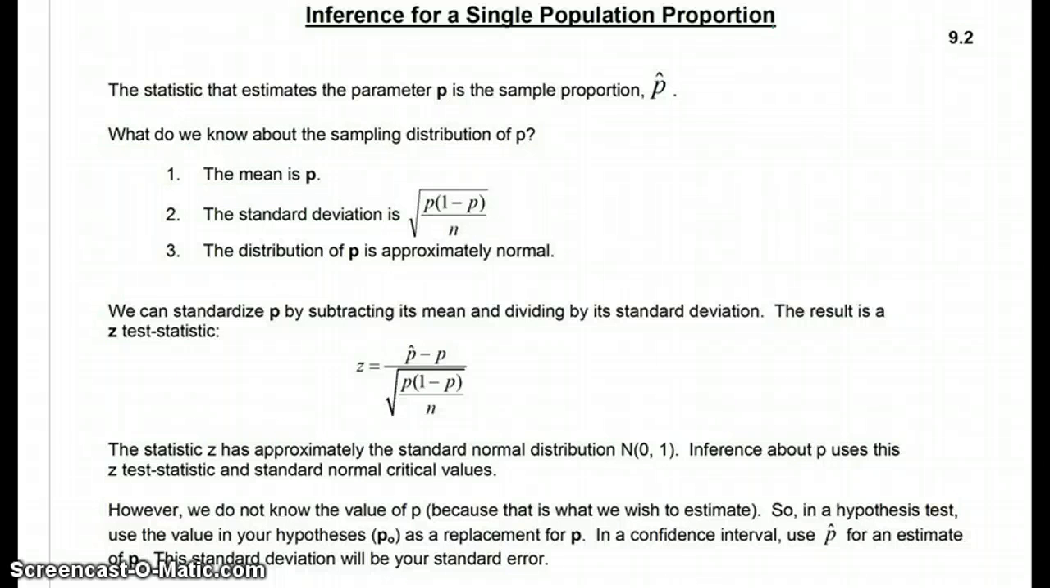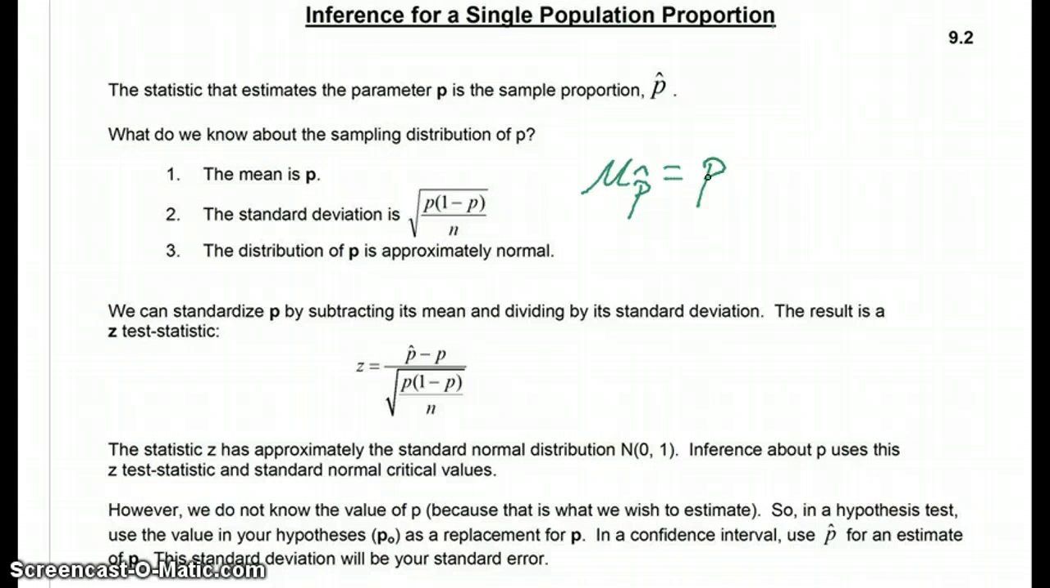Today we are going to talk about inference using a significance test with p and p hat. If we look at our notes for the day, first thing we need to realize is that the mean is p. Please recall that the mean of all p hats is equal to p for our sampling distribution. So the mean is p, and that is the parameter of interest.